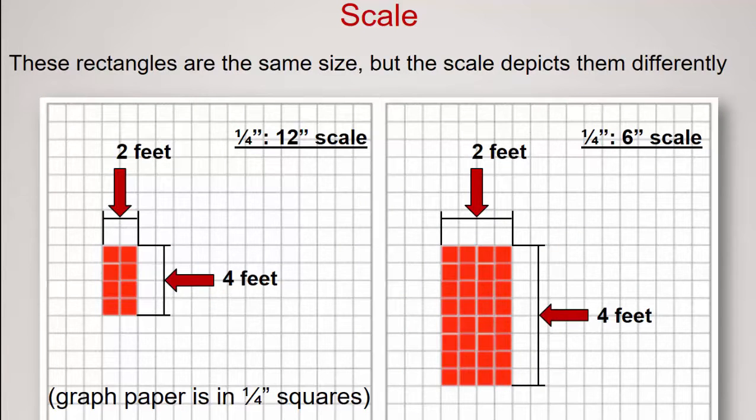Speaking of scale, these rectangles are the same size, but the scales depict them differently. Just by looking at them, you can tell that they don't look like the same size, but if you check the scale at which they were drawn, they're actually equal. The picture on the left is a 1/4 inch equals 12 inch scale, and the picture on the right is a 1/4 inch equals 6 inch scale. So essentially we've zoomed in twice to see the picture on the right versus the picture on the left. So that's why it appears to be twice as big.